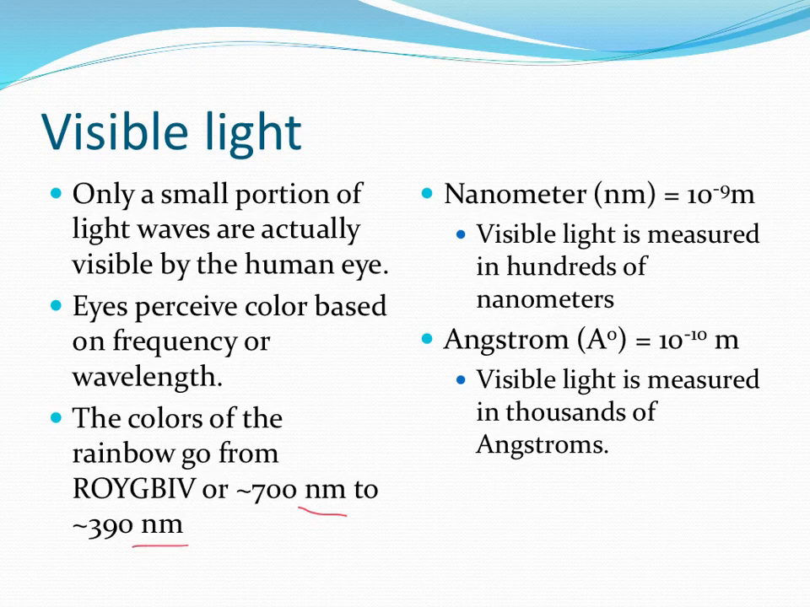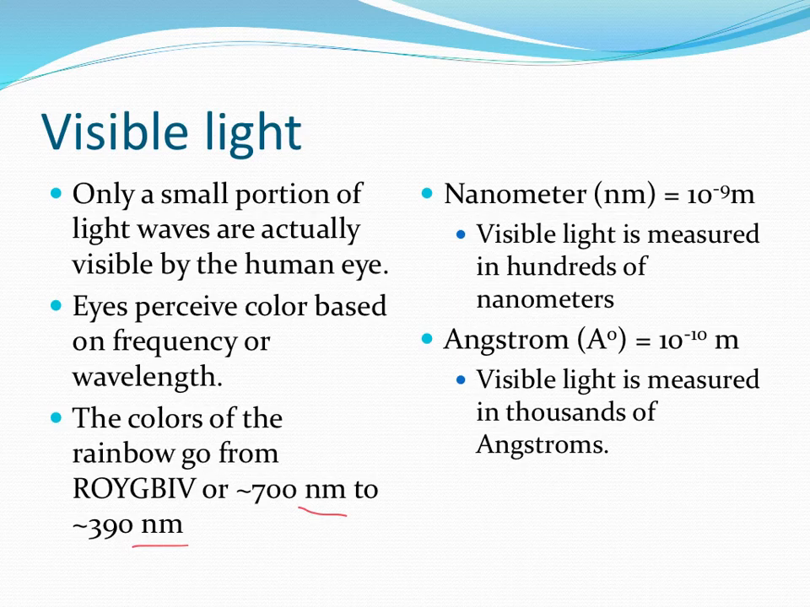Okay, a nanometer is 10 to the negative 9th meters. So very, very tiny length here. Okay? And when using nanometers, visible light range falls in the hundreds of nanometers, this 700 to 390 nanometer range.